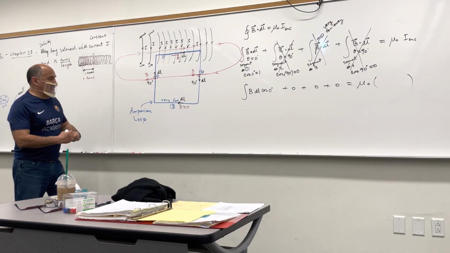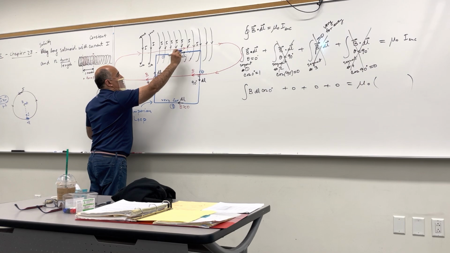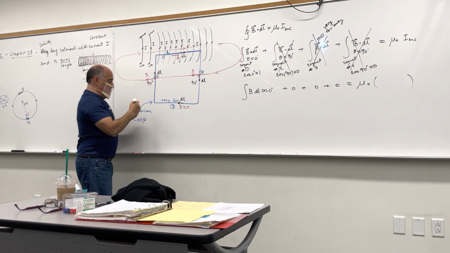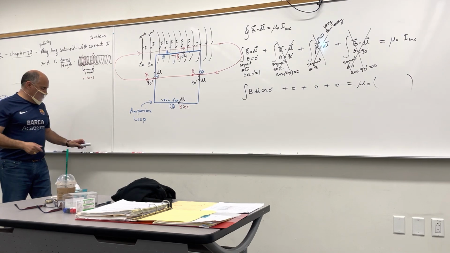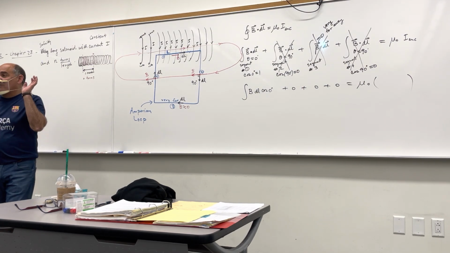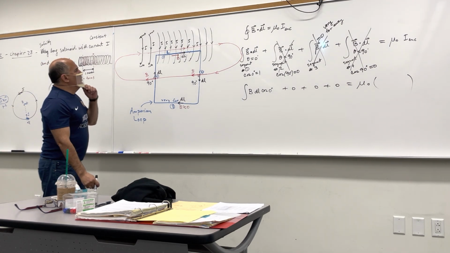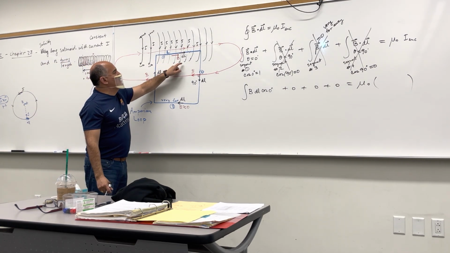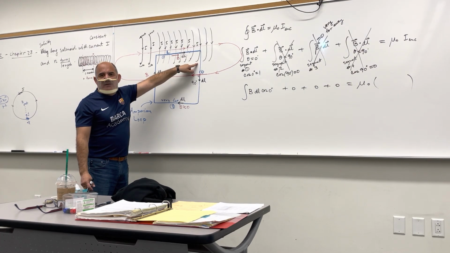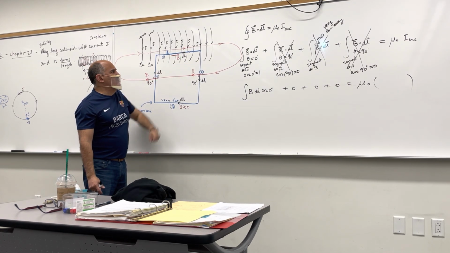Now, I forgot to say that I'm going to imagine the length of this Amperian loop, segment number 1, to be L. I can imagine any length, right? In fact, it doesn't even exist. And that L has to drop out. So what is the total current going through this length, L? What's the total current going through it?